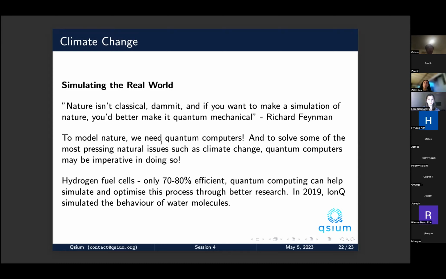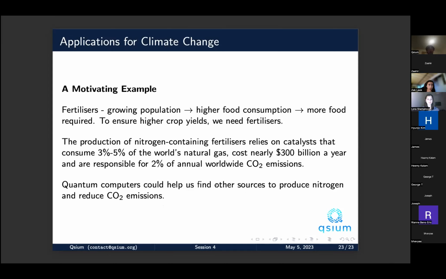Here's included a great example: hydrogen fuel cells are only 70–80% efficient, but quantum computing can help simulate and optimize this process through better research. They actually do it through quantum algorithms, which is a topic in 2 sessions. So more exciting stuff ahead. This is a motivating example.